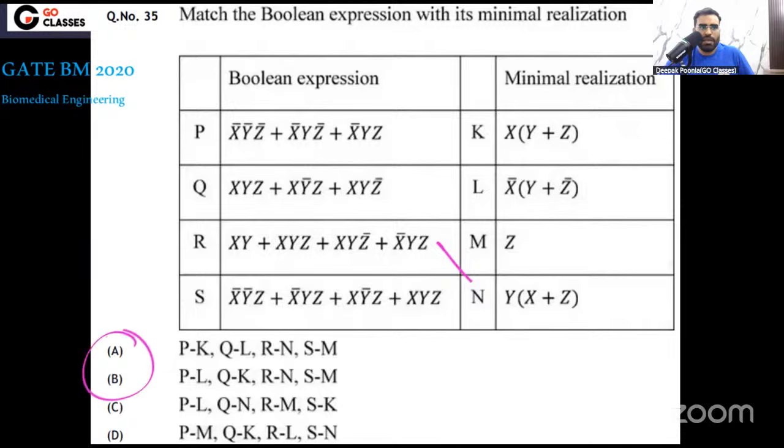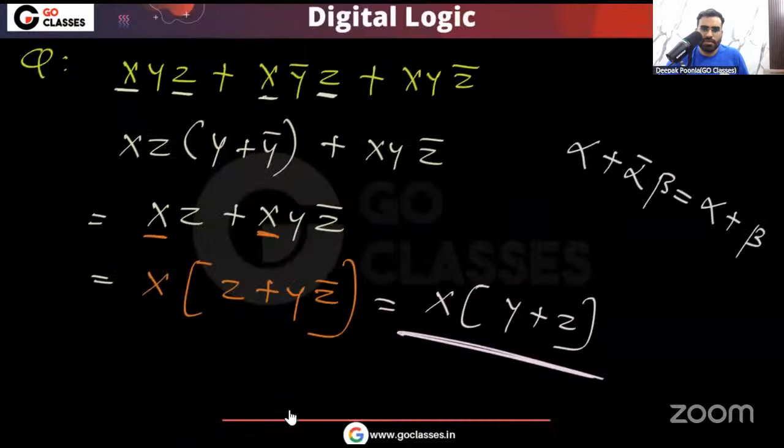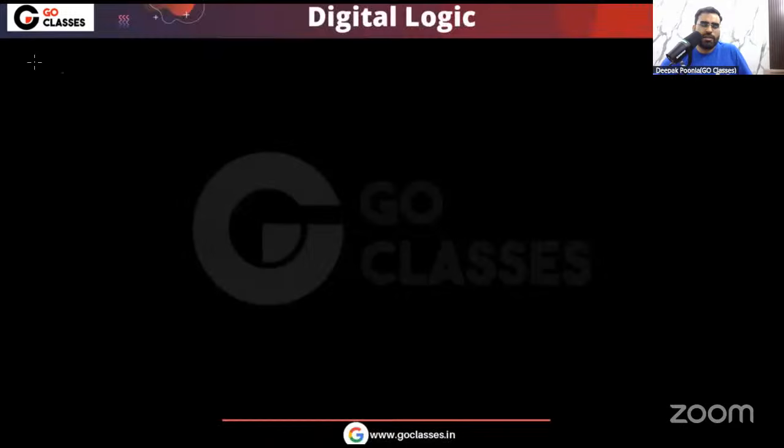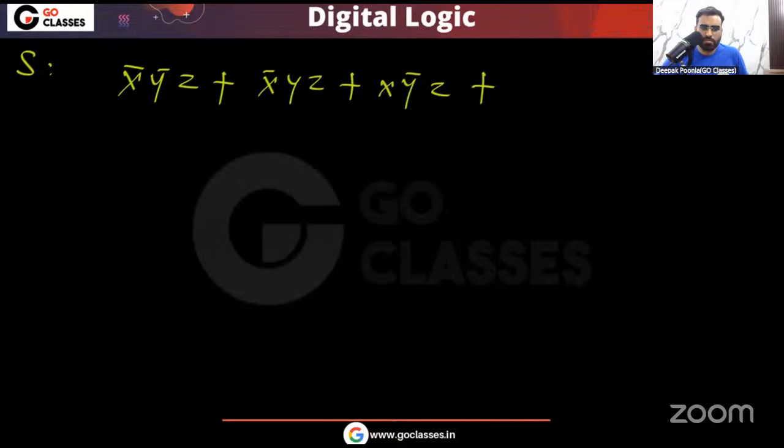So you can see only A or B can be the correct answer. Okay, and we have already seen that the answer is option B. Anyway, R is matching with N. Okay, let's see quickly this S also. In this S, let's quickly write it here. Just quickly, let me do it. X bar, Y bar, Z or X bar, YZ or X, Y bar, Z or XYZ.